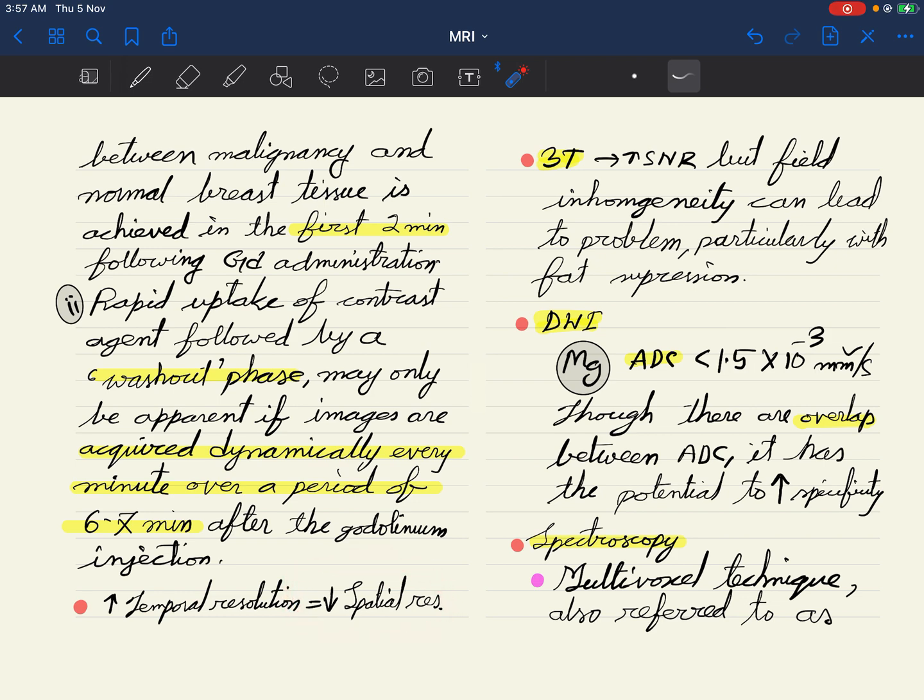Why is 3 Tesla machine required in breast MRI? 3 Tesla machine can give more signal to noise ratio, but field inhomogeneity can lead to problems, particularly with fat suppression. Diffusion weighted imaging in breast MRI can improve specificity of a breast lesion by using ADC. In case of malignant lesion, ADC may be less than 1.5 x 10^-3 square millimeter per second, but it overlaps.